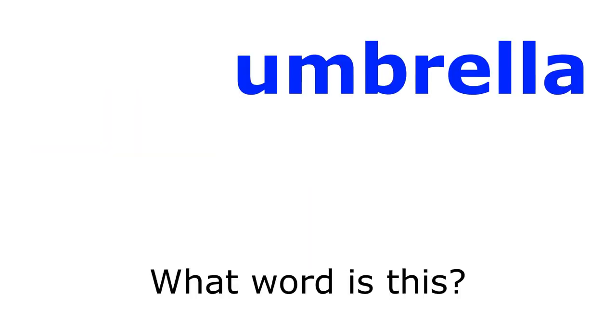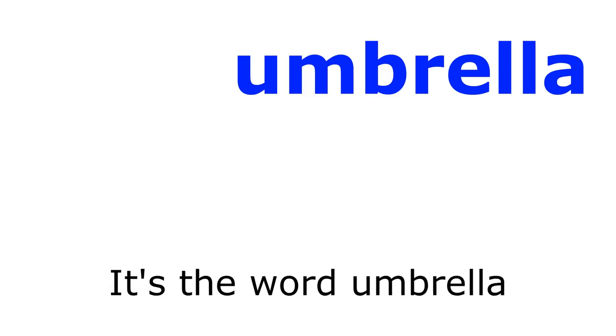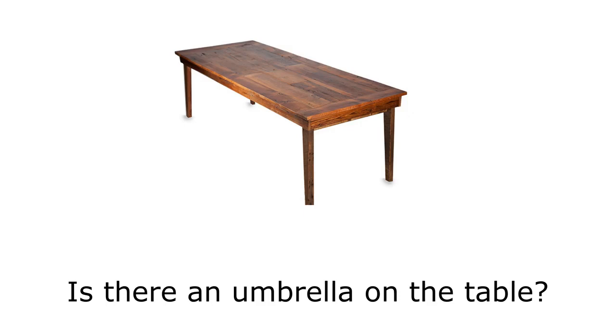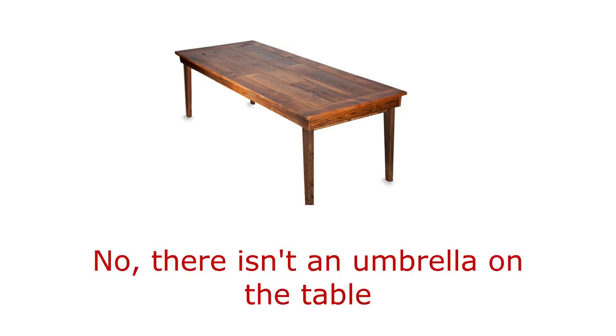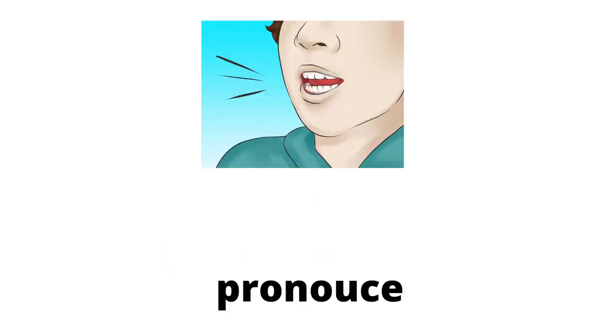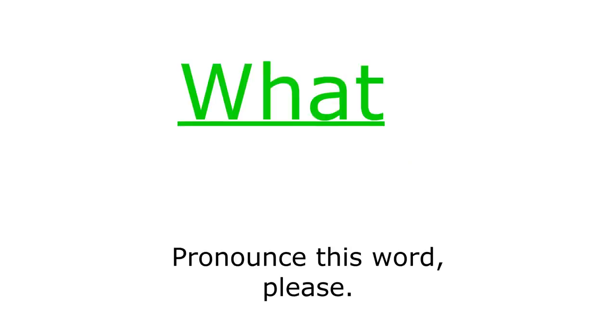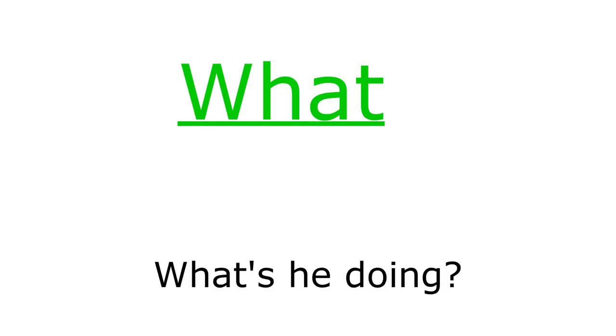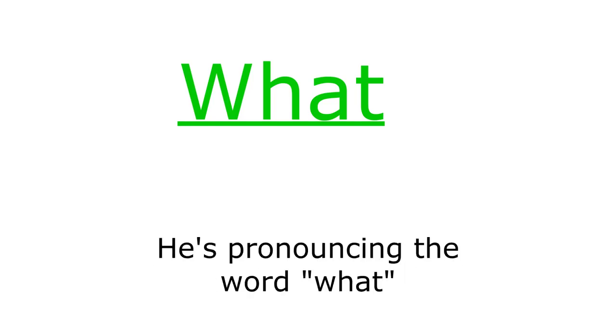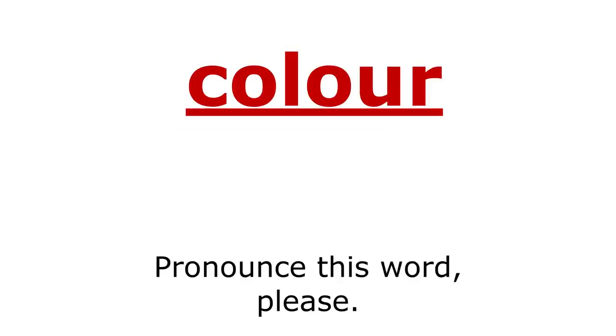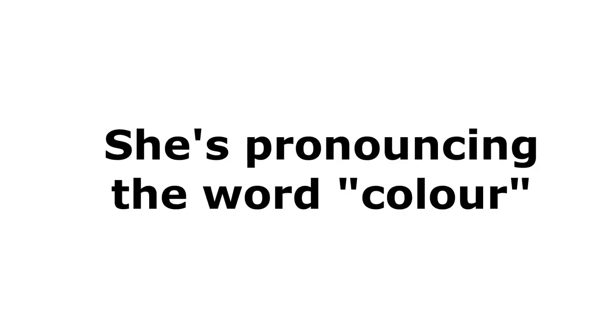Umbrella. What word's this? It's the word umbrella. Is there an umbrella on the table? No, there isn't an umbrella on the table. Pronounce. Pronounce this word, please. What? What's he doing? He's pronouncing the word what. Pronounce this word, please. Colour. What's she doing? She's pronouncing the word colour.